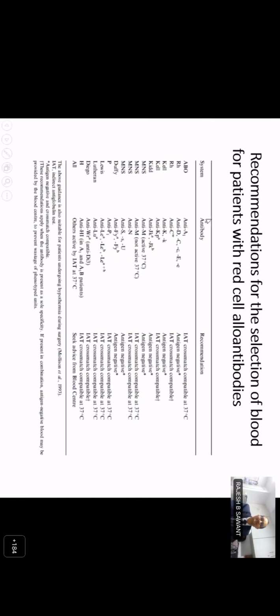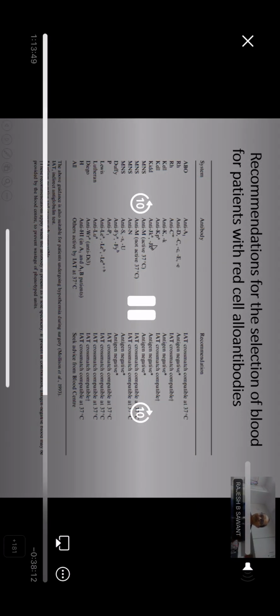Moving forward, this is the recommendation for selecting blood for patients with red cell antibodies. Suppose you have an antibody against a particular antigen, here you can see anti-K, what is recommended is antigen negative blood. In certain cases it may not be possible, for example an anti-KPA antibody, which is a subtype of the KEL system only. It's very difficult to type this particular antigen, the anti-sera may not be available, and the frequency of this antigen in donors may also be difficult to find.